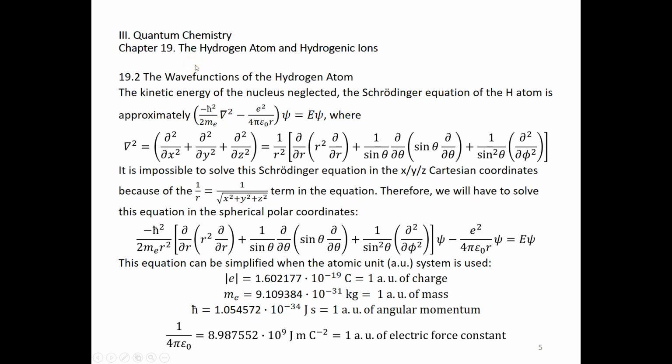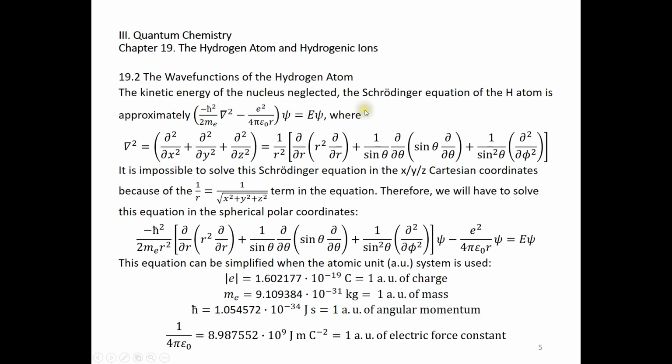Chapter 19. The hydrogen atom and hydrogenic ions. Section 19.2. The wave functions of the hydrogen atom. The kinetic energy of the nucleus being neglected.